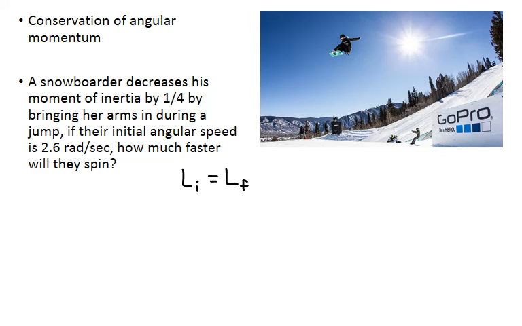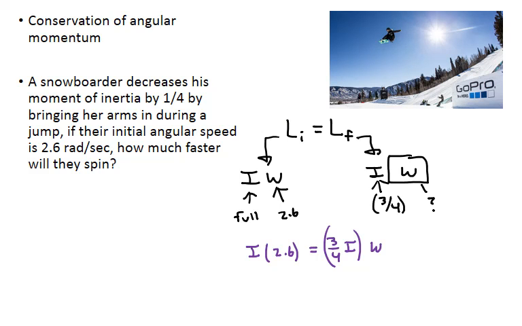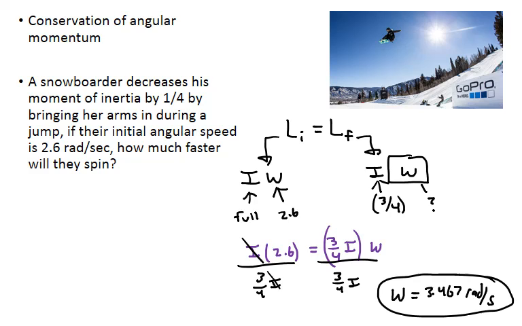All right, so the initial angular momentum should equal the final. And so therefore we have the full moment of inertia times omega initial, and then afterwards we have 3/4 of the moment of inertia, since it decreases by 1/4. The question is, how fast will they be spinning? If we set that up, we have the full I times 2.6, and then 3/4 of I times omega final, which we can solve by dividing both sides by 3/4. We should get our omega final, and they're going to be spinning faster at 3.467 radians per second.